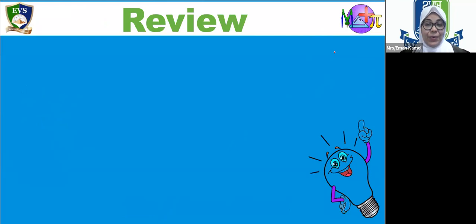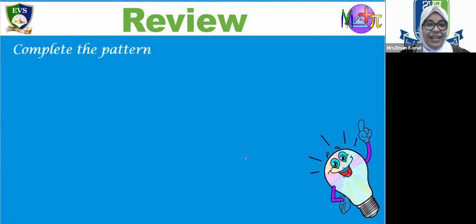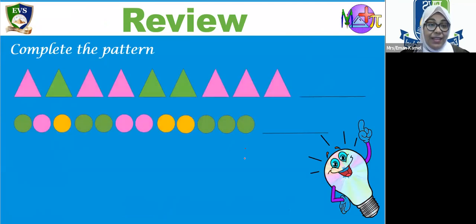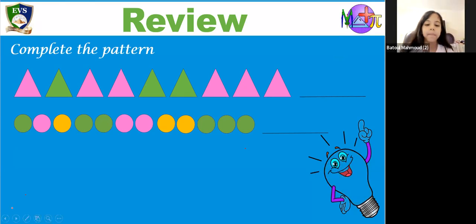Okay, quickly. We're going to start with a quick review. You studied the previous lesson? Okay, show me. Complete the pattern. If you can answer the first one, please raise up your hand. I'll choose randomly. Yes, Batul. Yeah, the first one.